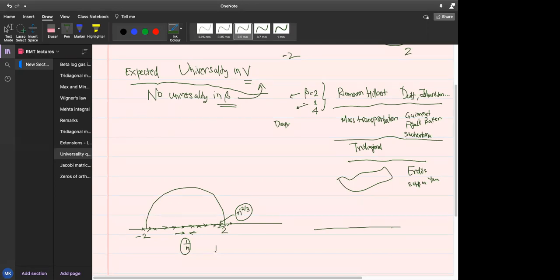It means that if I fix an interval AB, the proportion of eigenvalues here will converge to the semicircle measure of this interval. But suppose we take it too seriously and apply it to vanishingly small intervals also.